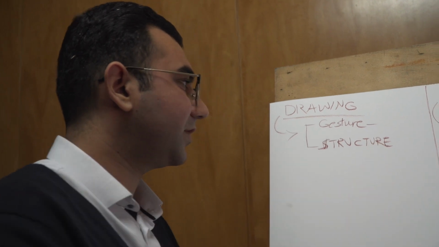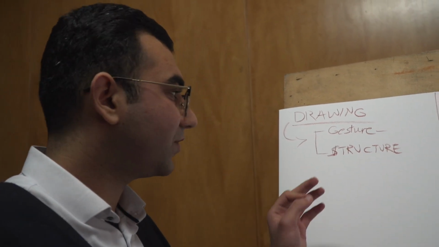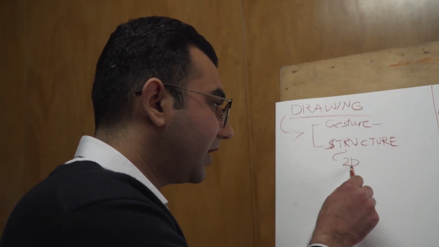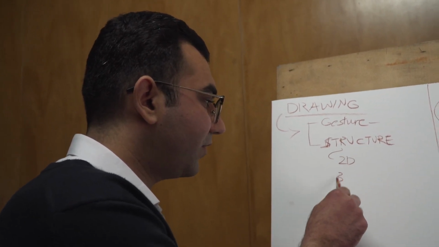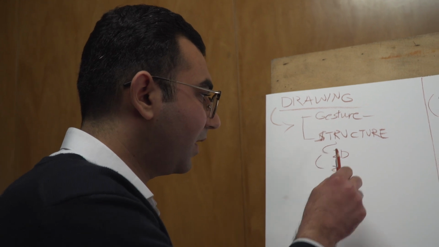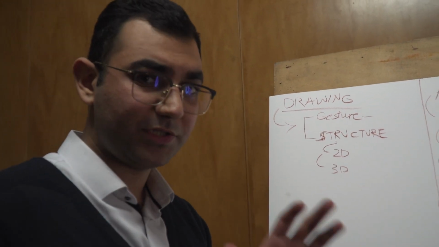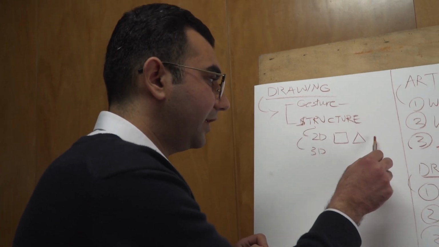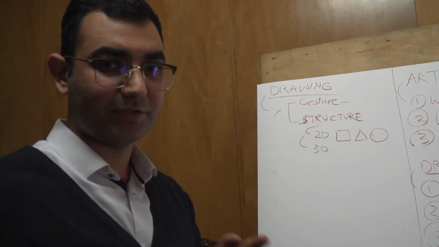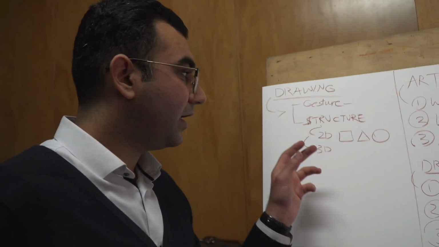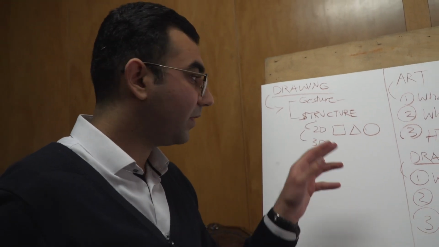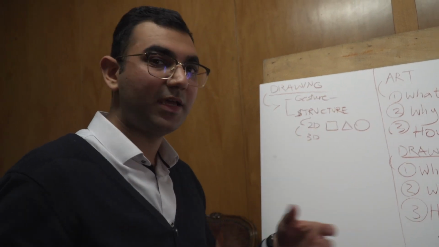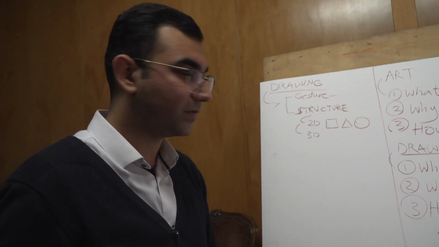So as I said, gesture has to do with movement, and structure has two parts, which are 2D shapes and 3D volumes. Three important 2D shapes that we have are square, triangle, and circle. So everything that you see around you, you have to translate into these three shapes. And by combining these three, you can create new forms, okay?